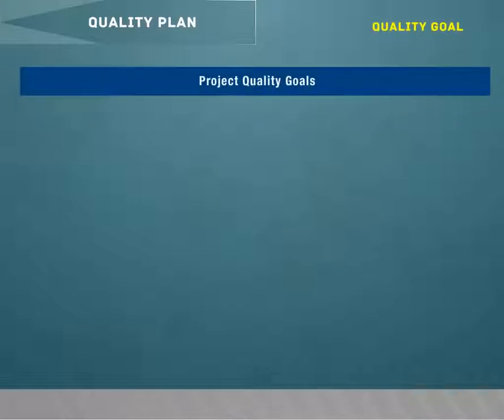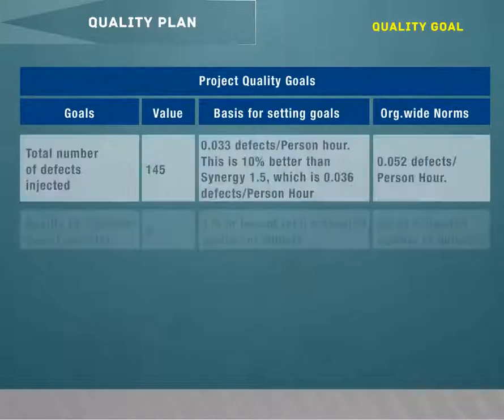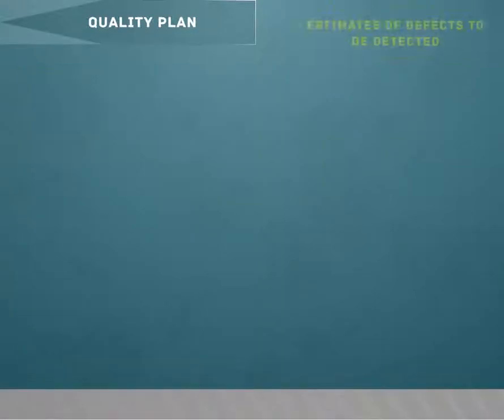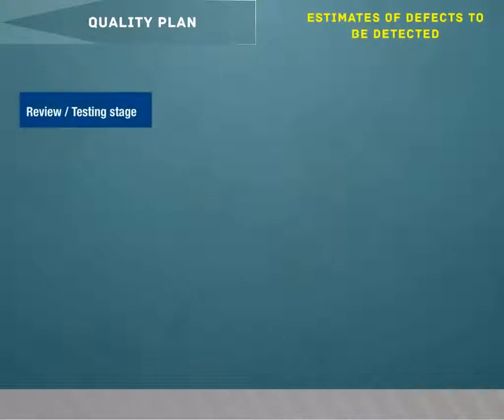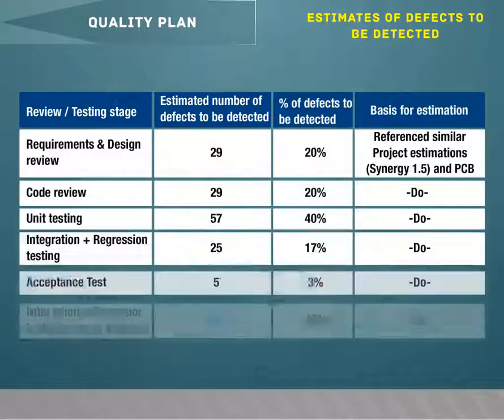Quality Plan. Quality Goal. Project Quality Goals. Goals. Value. Basis for setting goals. Organization-wide norms. Estimates of defects to be detected. Review or testing stage. Estimated number of defects to be detected, percentage of defects to be detected, basis for estimation.